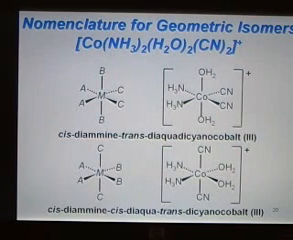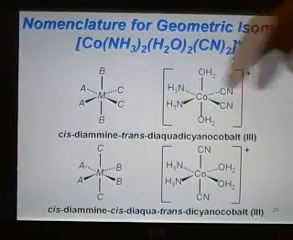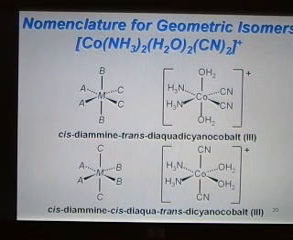In the third case, we now are going to move the two aqua groups to the trans positions and let the amine groups go to the cis positions. So in this case, we have cis-diamine, trans-diaqua, and that forces the two cyano groups to be cis as well. So we can leave the cis out, it's implied. So the name for this compound is cis-diamine, trans-diaqua, dicyano-cobalt 3.